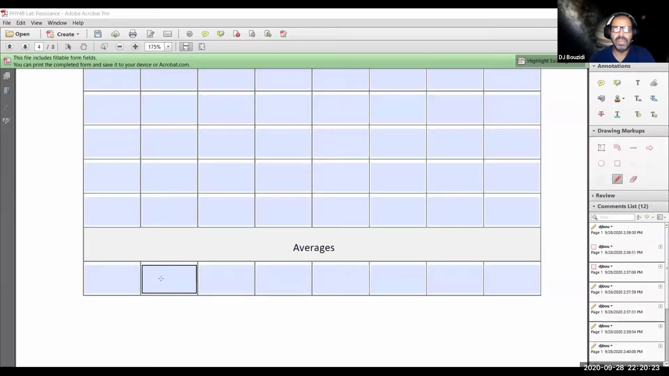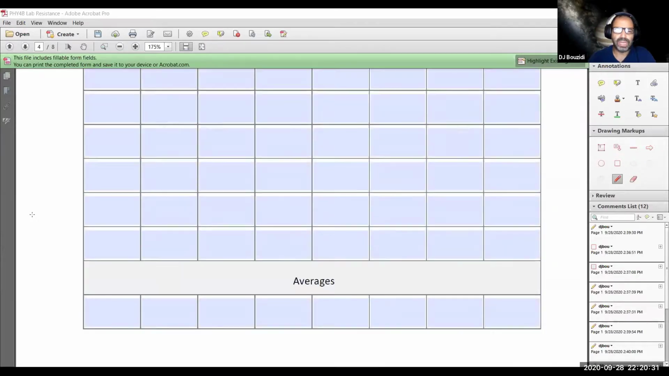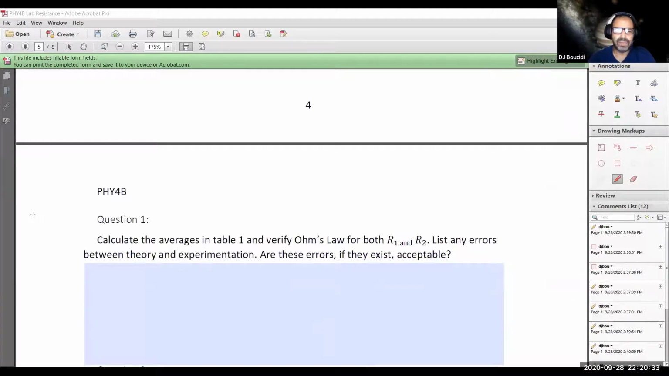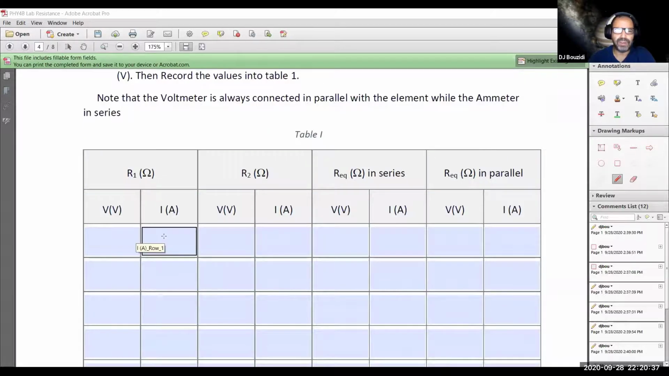It's straightforward, honestly. A lot of these labs, they're just basically making sure you connect them right and you put the correct ammeters. And here are the averages, okay? Because some of these questions are related to the average. So the first thing in this question was the average. Then, based on the average, is Ohm's law verified?